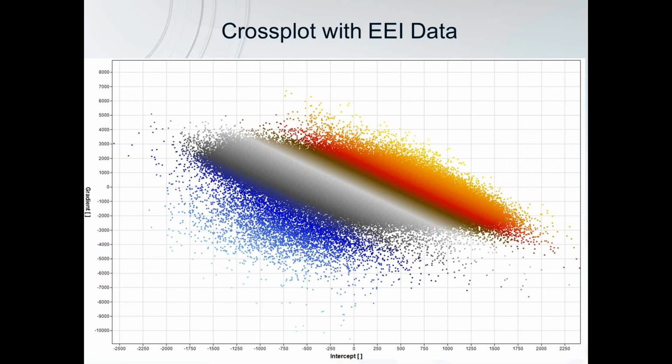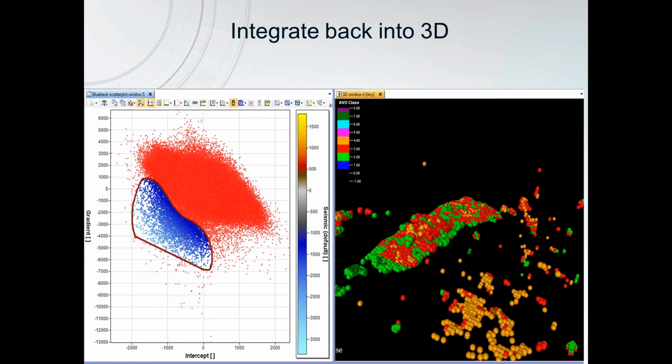I can do the same with some inversion results. So in this case I've used extended elastic impedance, which can help highlight fluids. And I see a nice consistent correlation between my class 2 and 3 AVO and these bright blue response, or high amplitudes from my extended elastic impedance. Of course, I can integrate back into the 3D space by selecting data on the crossplot and producing a point set, like so.